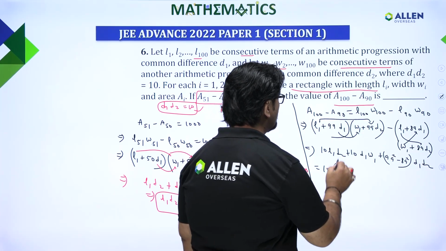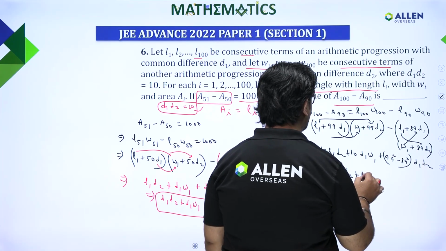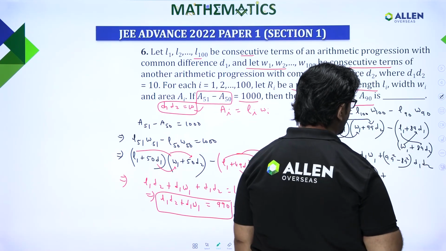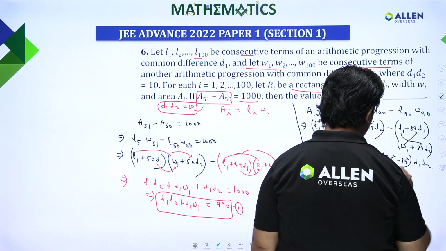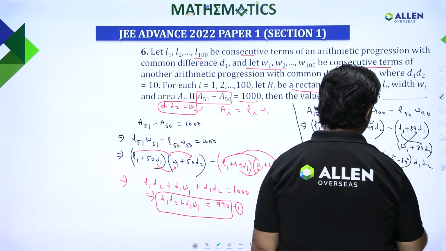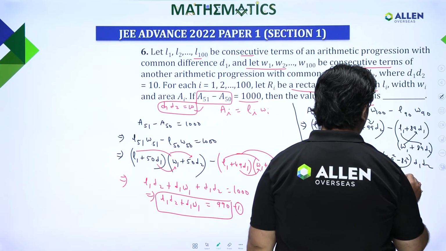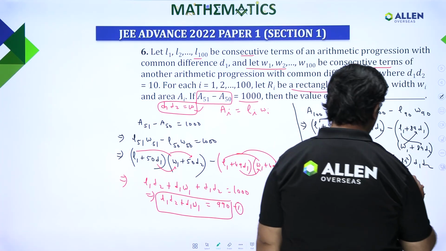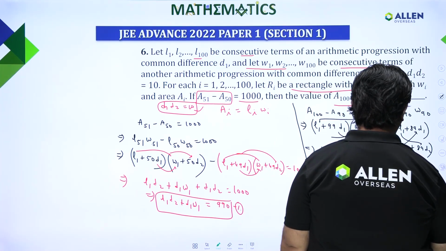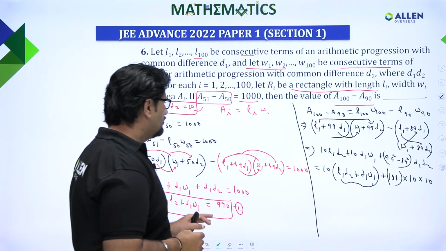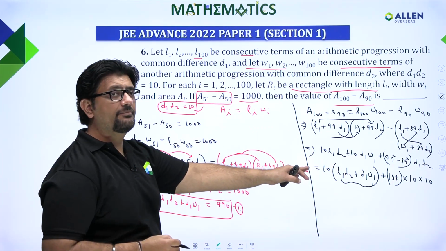So take 10 common, it is L1 D2 plus D1 W1, and here apply a square minus b square. I will be getting the value as a square minus b square equals a plus b times a minus b. So it will be 188, and a minus b will give me 10, and D1 D2 is also 10 coming. Now we will substitute this value here.